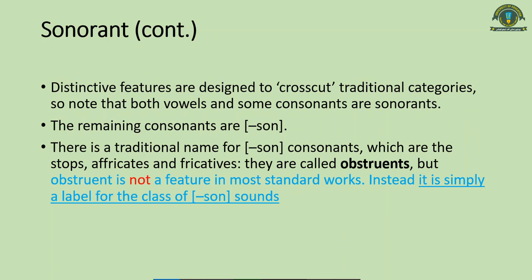There is a traditional name for minor sonorant consonants, which are the stops, affricates and fricatives. These are called obstruents. But we cannot say that obstruent is a feature. It is simply a label for the class of minor sonorant sounds. So you can say that minor sonorant sounds are obstruents.